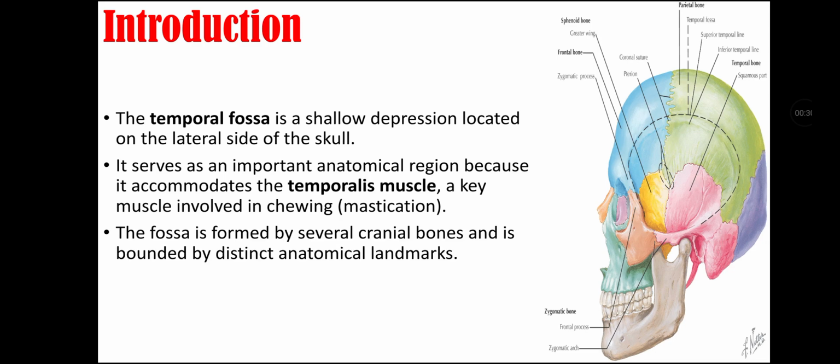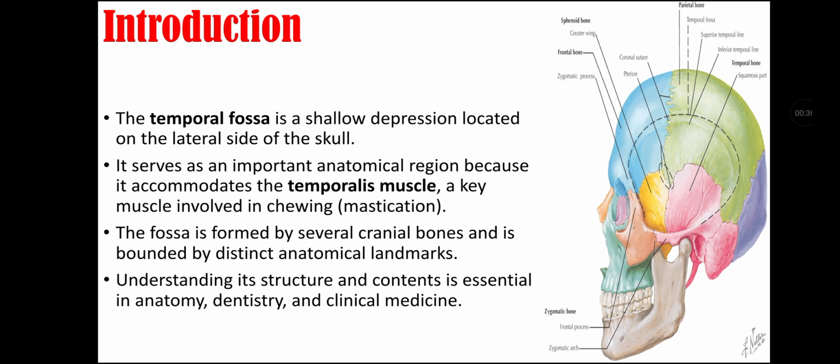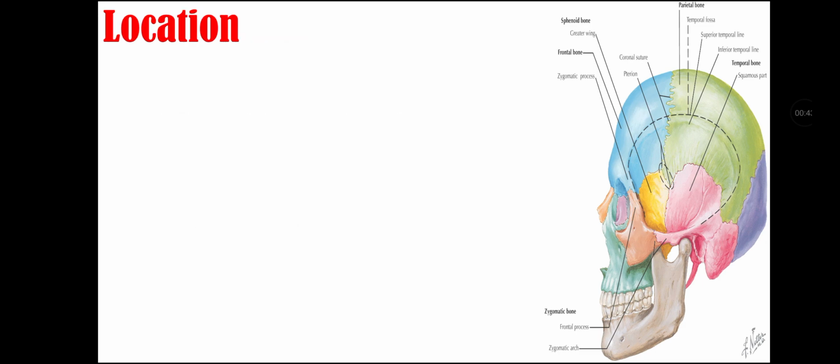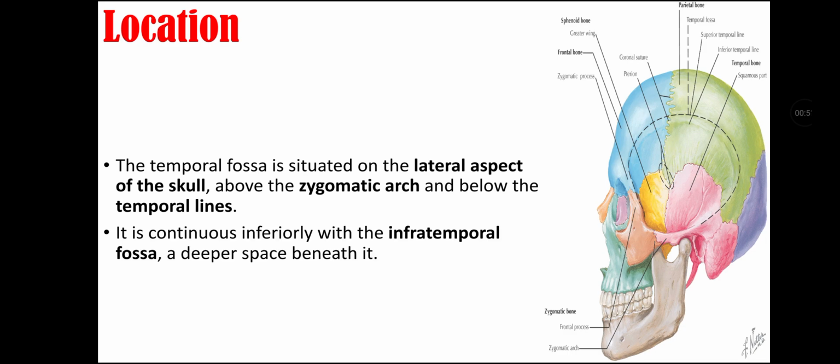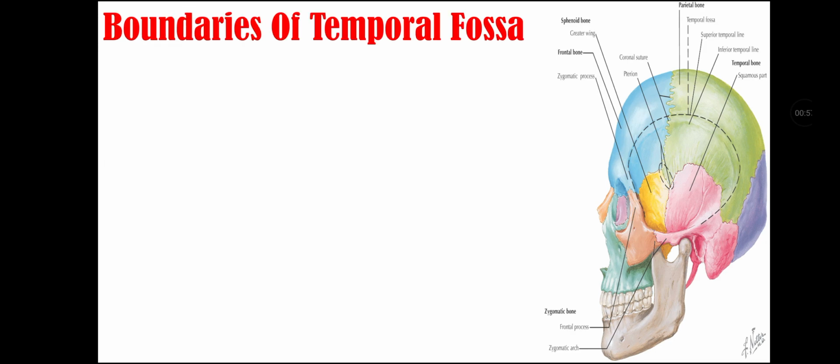The fossa is formed by several cranial bones and is bounded by distinct anatomical landmarks. Understanding its structure and content is essential in anatomy, dentistry, and clinical medicine. Location of temporal fossa. Temporal fossa is situated on the lateral aspect of skull, above the zygomatic arch and below the temporal line. It is continuous inferiorly with the infratemporal fossa, that is a deeper space beneath it.